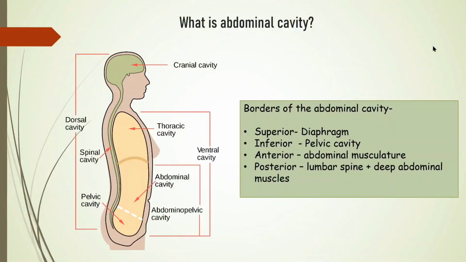Now, before we start with the retroperitoneal space, let's talk a little about the abdominal cavity. The abdominal cavity, as you can see in this picture right here, is the largest hollow space of the body, that is, when all the organs are removed. It is a part of the abdominopelvic cavity located below the thoracic cavity and above the pelvic cavity. This cavity is enclosed by the diaphragm on its superior side, the upper plane of the pelvic cavity on its inferior side, abdominal musculature on its anterior side, and the lumbar spine along with a few deep muscles on the posterior side.